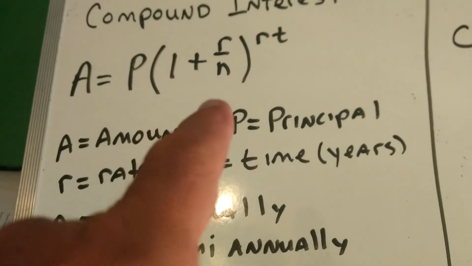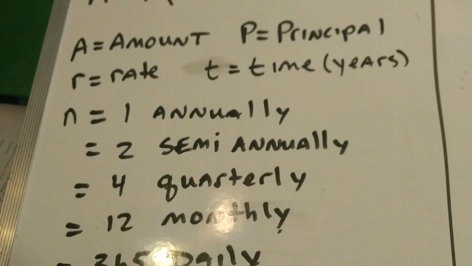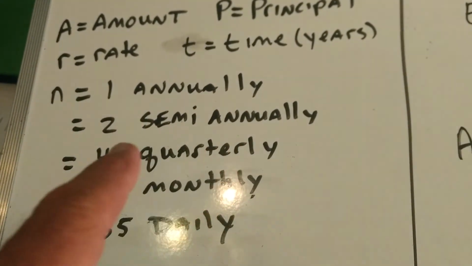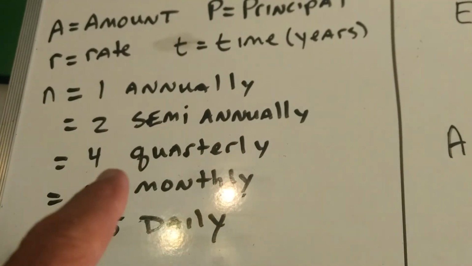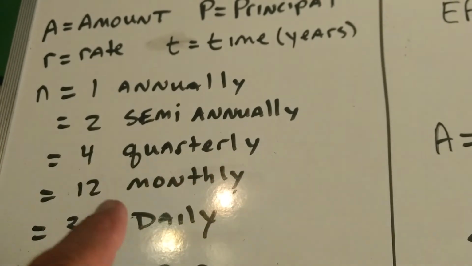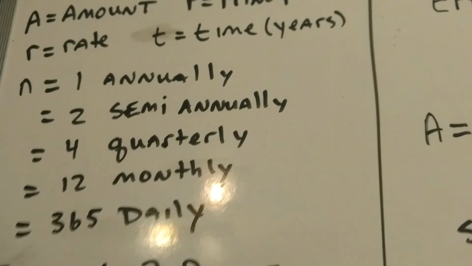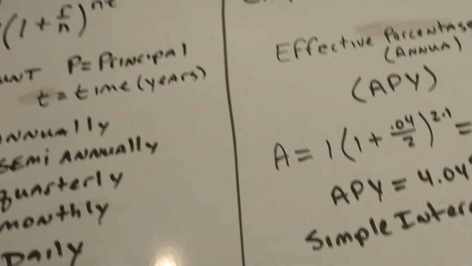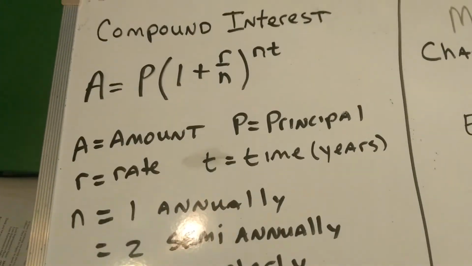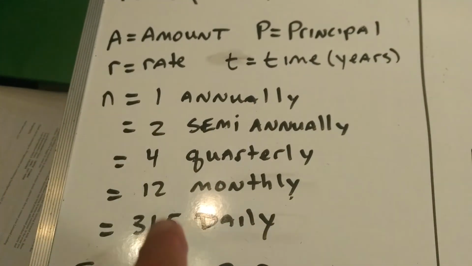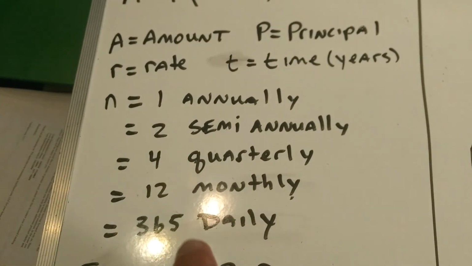N represents one of 5 values. If it says annually, it's a 1. If it's semi-annually, it's a 2. If it's quarterly, it's a 4. If it's monthly, it's a 12. If it's daily, it's 365. All right, and raised to the n times t power. So make sure you understand that n can only be one of these 5 values.